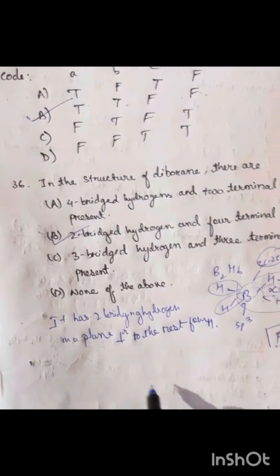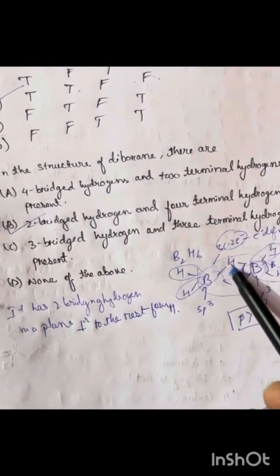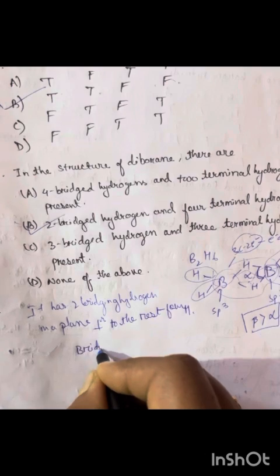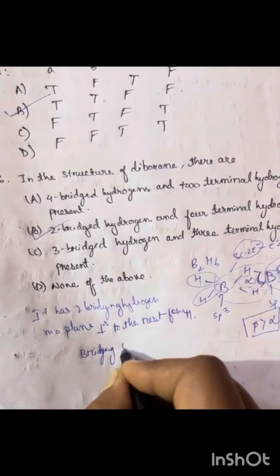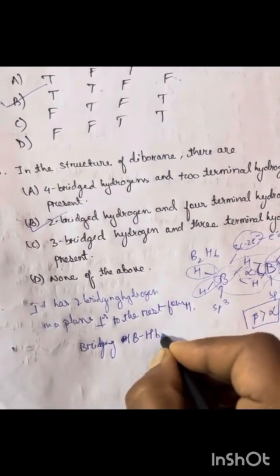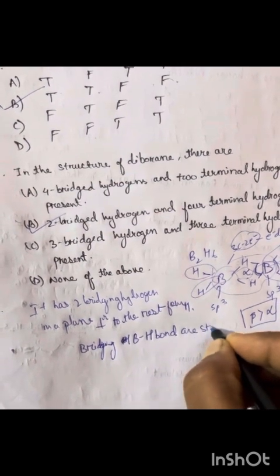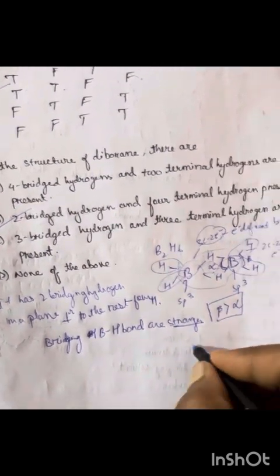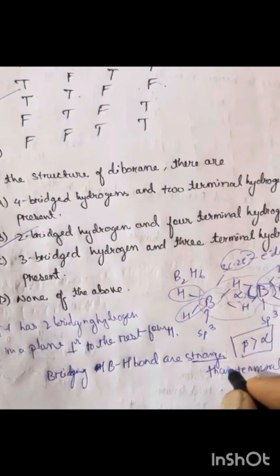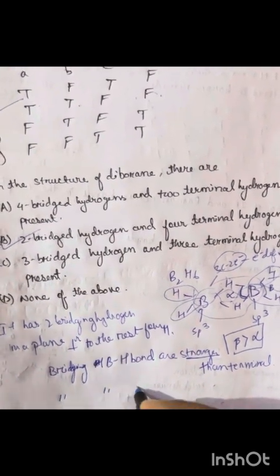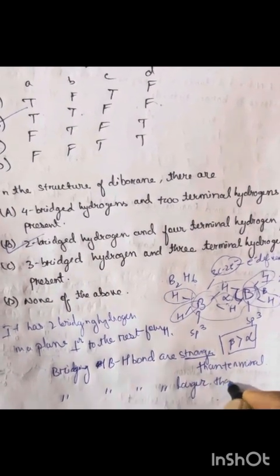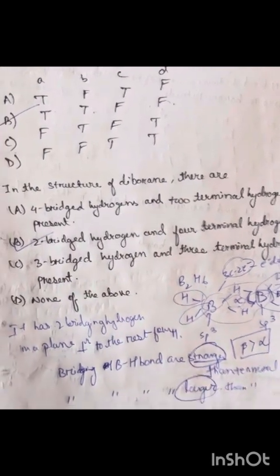Another important point is that the bridging hydrogens are stronger than the terminal hydrogens. That means the bridging BH bonds are stronger than terminal ones. Also, the bridging BH bonds are larger than terminal. Okay? They are stronger and also larger.